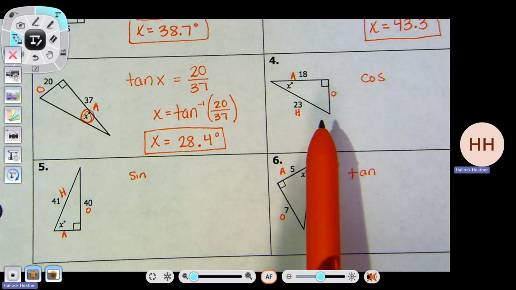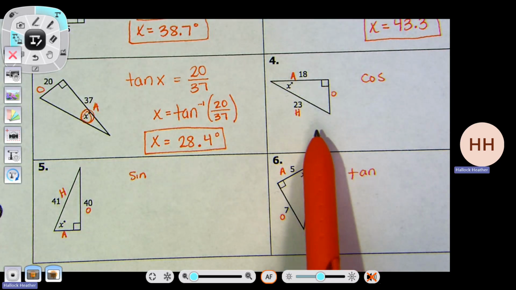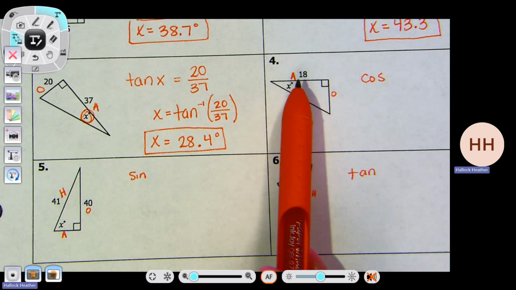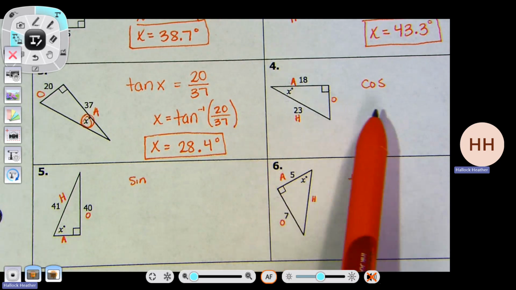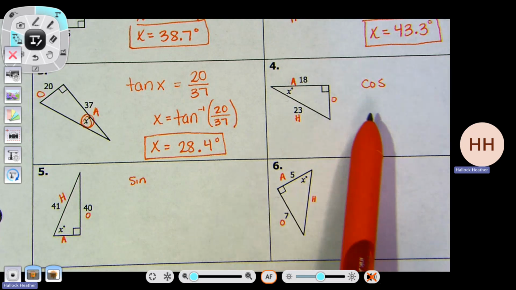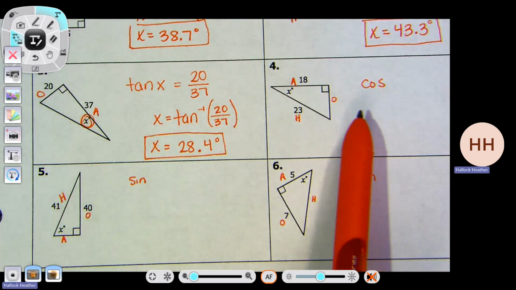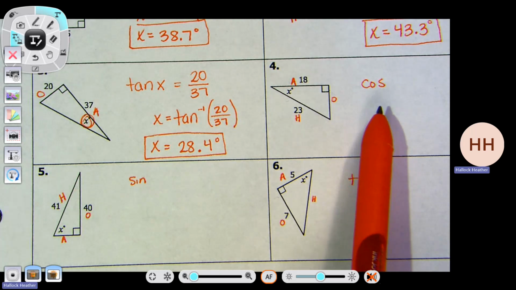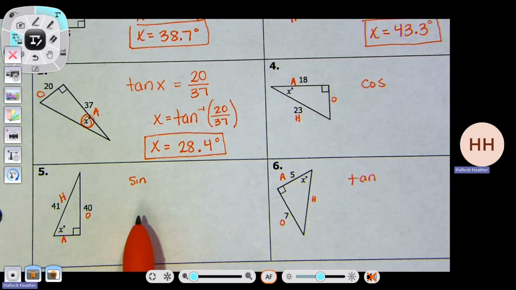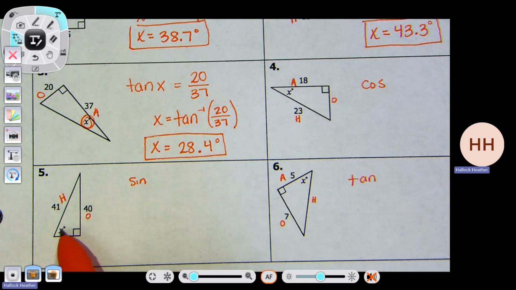Okay, so for 4, you should have used cosine because you have adjacent, which should have been 18, and hypotenuse, which should have been 23. So when you do the inverse, what do we get? 38.5. Okay.